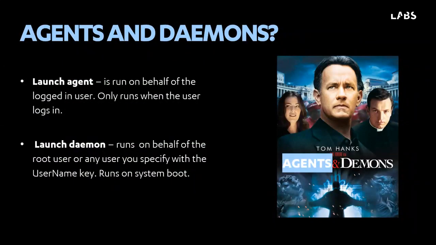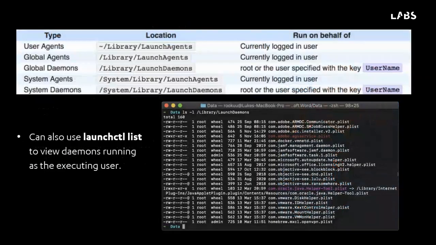So I've mentioned two things here. I've mentioned launch agents and launch daemons. They are different whilst being executed by the same kind of solution. An agent runs on behalf of the logged in user, and it only runs when the user logs in. And the launch daemon is more for the system. It runs as root, or you can specify it to run under a specific user account if you want. And this runs on system boot. But there's more levels to it than that. So you can break this down further.